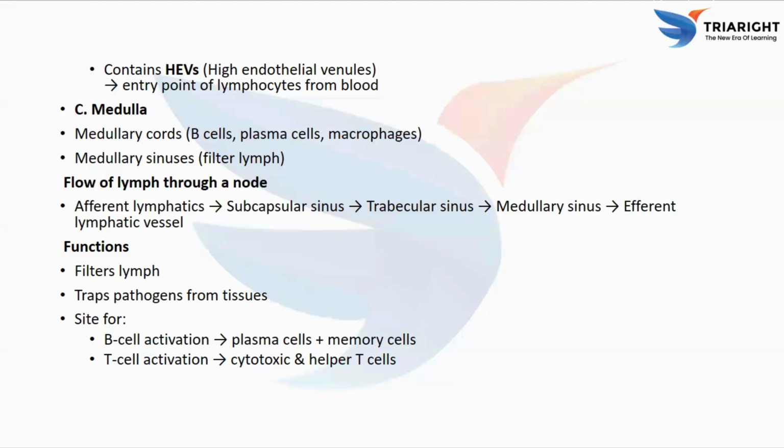So what is the job of the sinuses? The job is to filter the lymph. They allow the macrophages to trap and destroy the microbes before lymph leaves the node. So this ensures only clean filtered lymph returns to the circulation. So next is the flow of lymph through a lymph node. This is very important, right? This flow always goes in one direction, slowly, to ensure proper filtration.